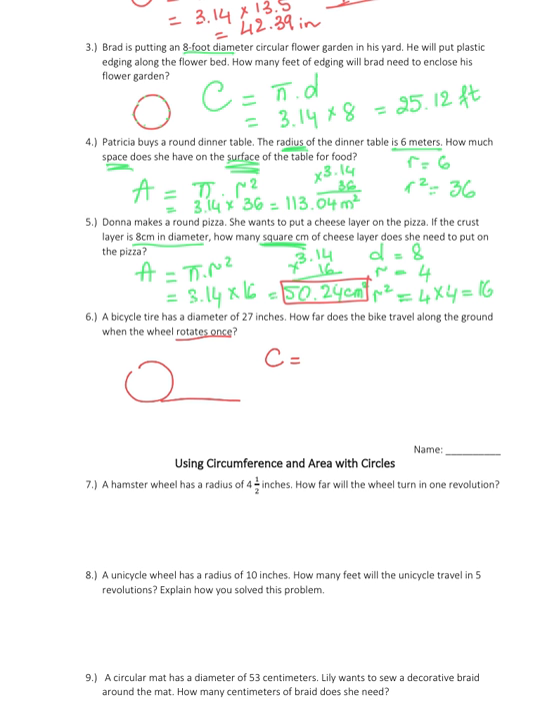So they're giving you the diameter. So we use the formula pi times diameter. So we have 3.14 times 27. Pause the video and multiply it. So after you multiply, you should get 84.78 inches.